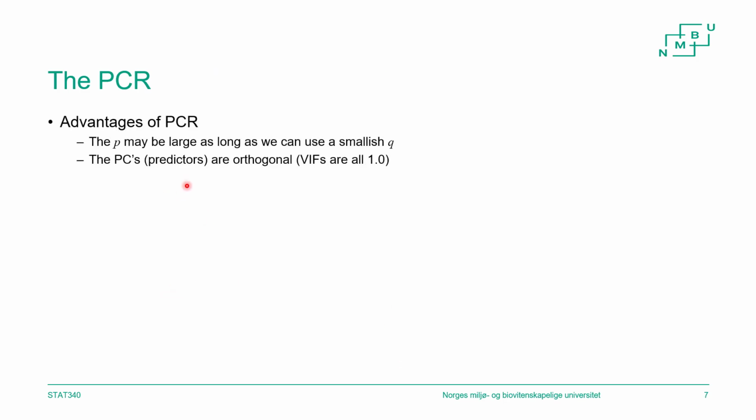The advantage of doing it like this is that P may be as large as it will, as long as we can use a smallish number of principal components Q. And the predictors we now get, the principal component scores, are orthogonal. So these variance inflation factors are as good as they can be, actually 1.0. This is a perfect design.